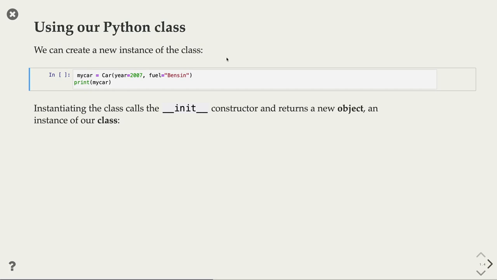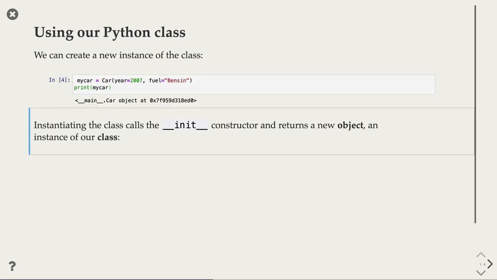Now we can create an instance of our class by calling our class name, car, and then we pass the arguments specified in the double underscore init constructor method. So we can specify the year and the fuel, and these will be stored as attributes on the car, and we can print our instance. What we have is an object that is an instance of our car class. This is saying the class name car in the module __main__, which is the interactive module. This could also be my module or my script. And now we have an instance of our class.